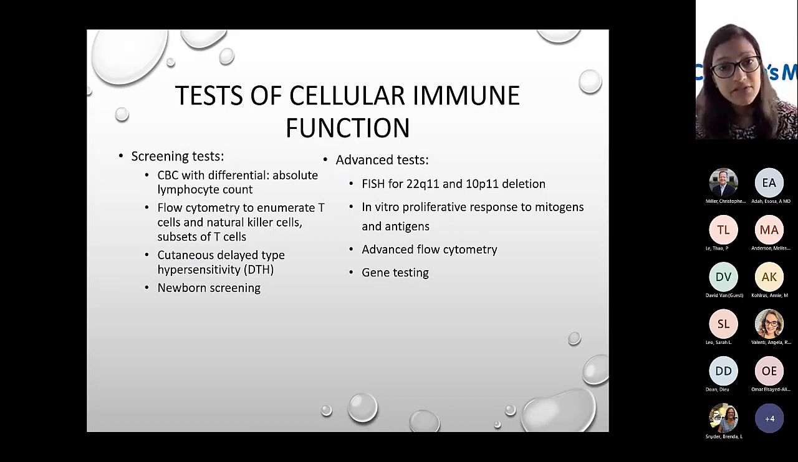Cellular defects. Here, the screening test would be just the basic test. CBC with differential gives you an absolute lymphocyte count. 70% of your lymphocytes are T cells. So if the T cells are low, that will reflect on your ALC, but your B and NK cells can be low and your ALC can still be normal. With flow cytometry, you can look for markers for T cells as well as B and NK cells.